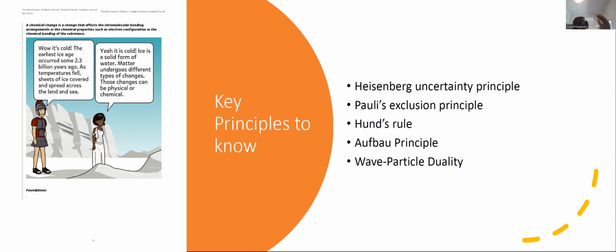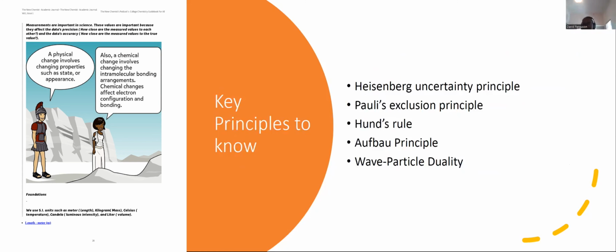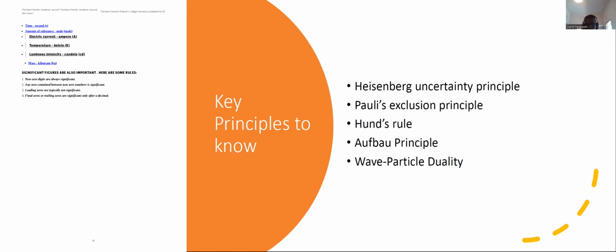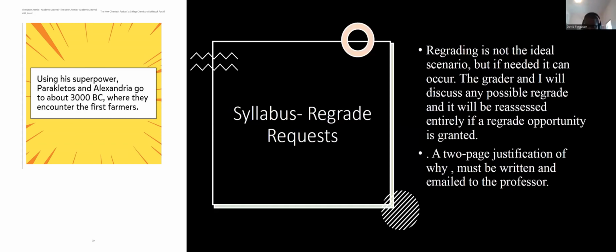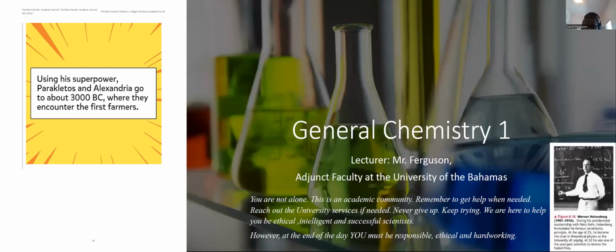So key principles to know. Werner Heisenberg came up with the Heisenberg uncertainty principle, and that was very, very important. Let me show you a picture of Werner before we proceed. Yes, Werner Heisenberg at the beginning of this lecture. That's the person we're talking about.